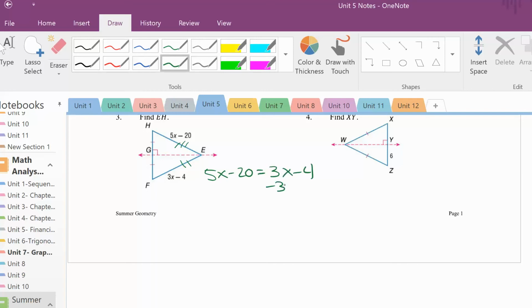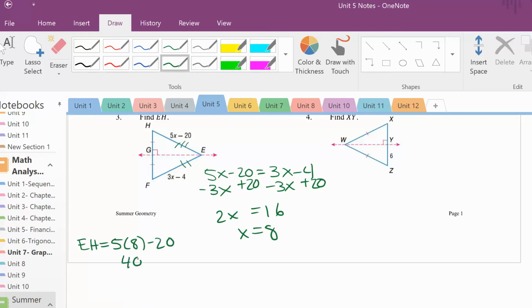So we solve for x. So we get 2x equals 16, x equals 8. And then to find EH, we put the 8 back in. So 5 times 8 minus 20. So 40 minus 20 gives us 20.